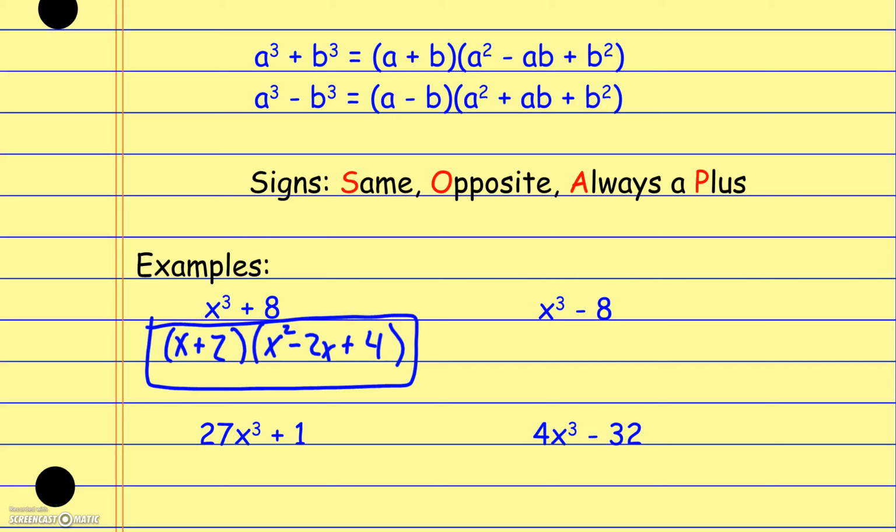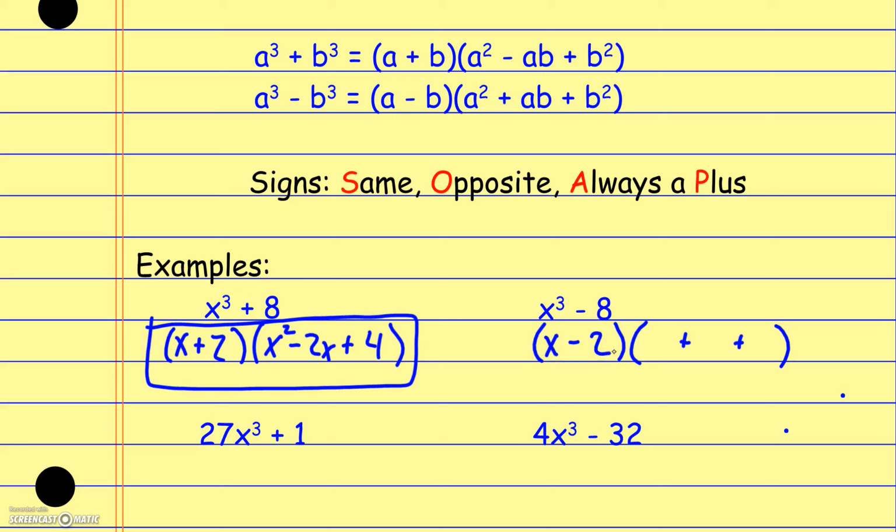If I do the same thing with the next guy, again, it's a difference of cubes this time. I've got two perfect cubes being subtracted. So I set up a binomial and a trinomial. Same opposite, always a plus, SOAP. So this sign is the same, this one's the opposite, this one's always a plus. Now I take the cube root of each piece. The cube root of x to the third is x. The cube root of 8 is a 2.